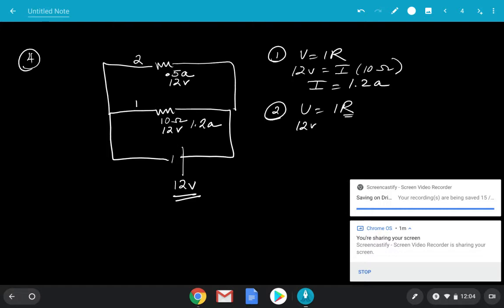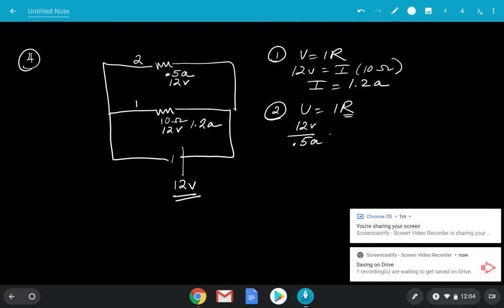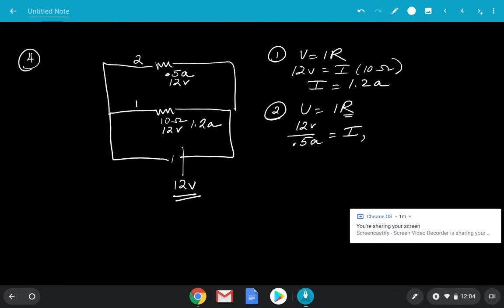So we're going to say 12 volts divided by 0.5 amps equals the resistance for number 2 here, right? So this is going to give me 24 amps. Dang. Okay, now keep in mind I made this number up. That's a ridiculous number of amps.